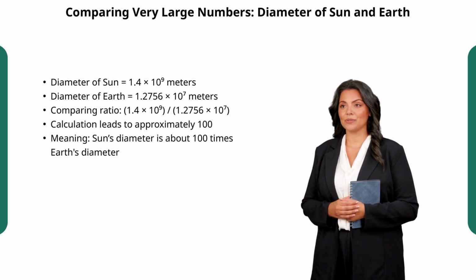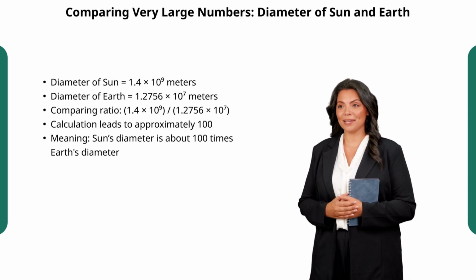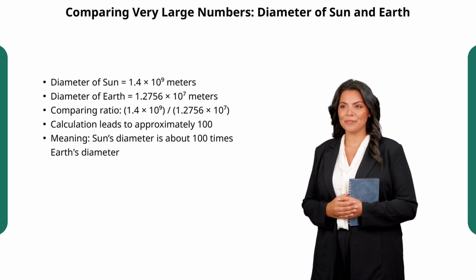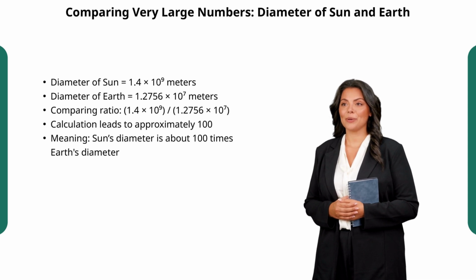This means the Sun is roughly 100 times wider than our Earth. Understanding comparisons like this is crucial in astronomy to appreciate scale. Try using exponents to compare the weight or speed of other things you know.